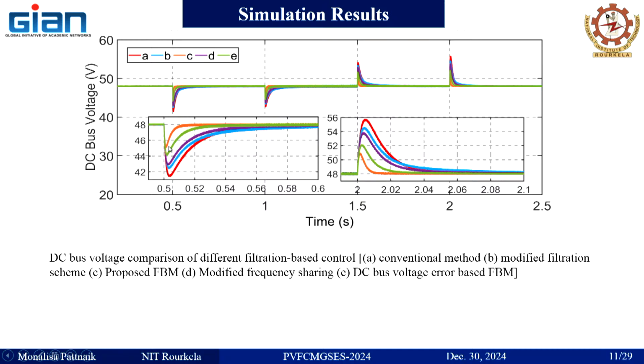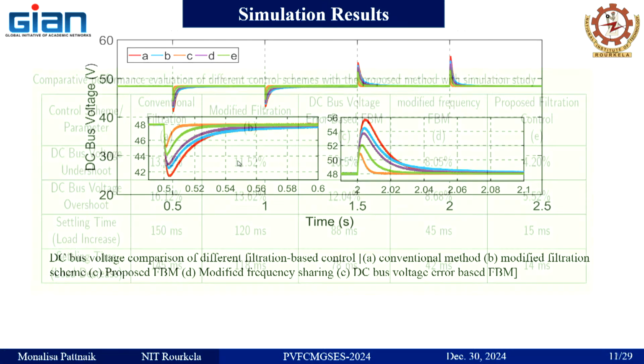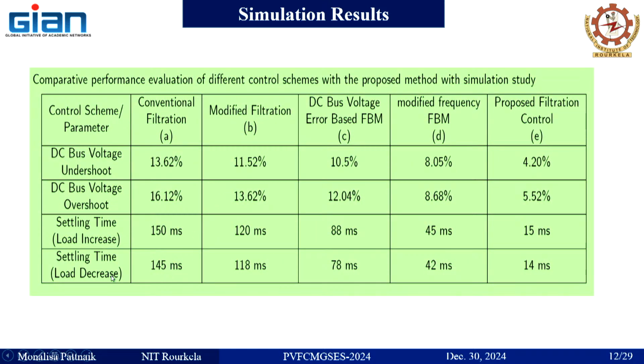If you see the undershoot and overshoot, it is gradually decreasing. This is the overshoot case and this is the undershoot case. During the load change, transient operation, how the performance is improving is compared here. If you see the settling time for the load increase, load decrease, and overall undershoot and overshoot, the proposed one is much less compared with the conventional one.